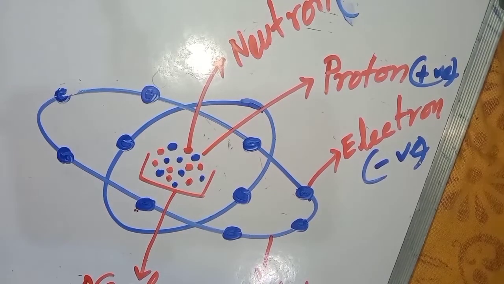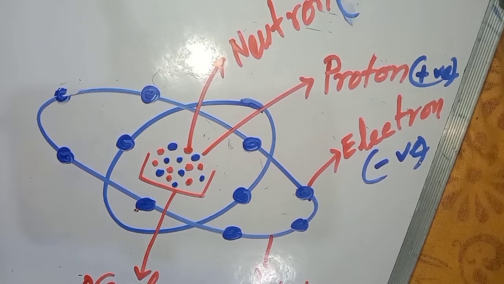Discuss the atomic structure based on ICSE class 7. An atom is the smallest unit of matter, the smallest particle of an element that exhibits all the properties of that element and may or may not exist independently.